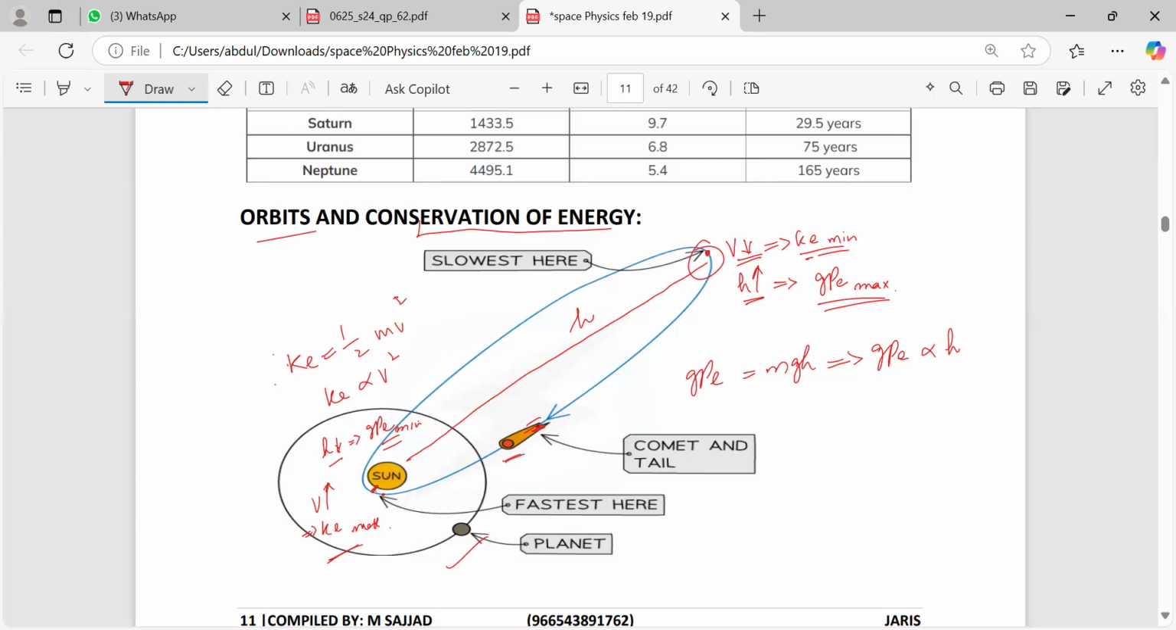Planets orbit in near circular orbits, so there the sun is at the center of those orbits. But if we are talking about comets, their orbit will not be circular. The sun will be on one side of that orbit, like in this blue orbit. And throughout the motion of the comet around the sun, energy stays conserved.